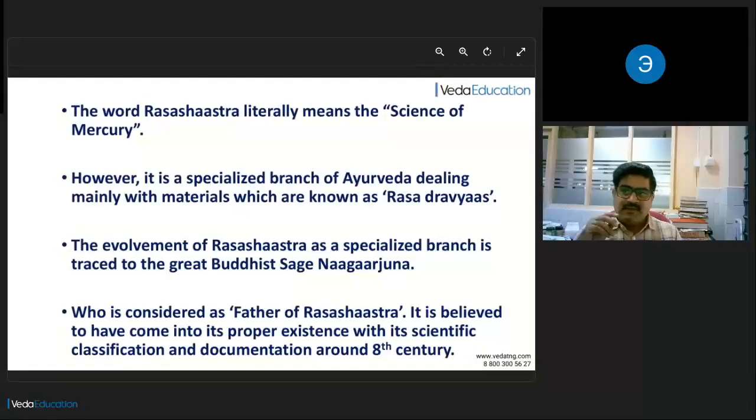Okay? As I explained previously, this branch is called Rasashastra, and literally the word Rasashastra means the science of Mercury. Rasa is the Sanskrit term for Mercury, and Shastra is the Sanskrit term for science. So altogether, Rasashastra is known as the science of Mercury.